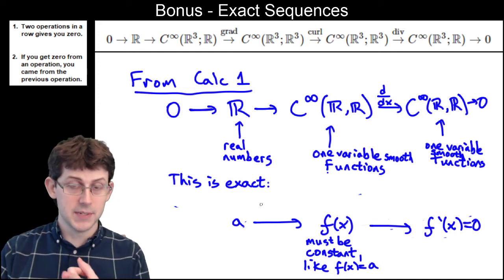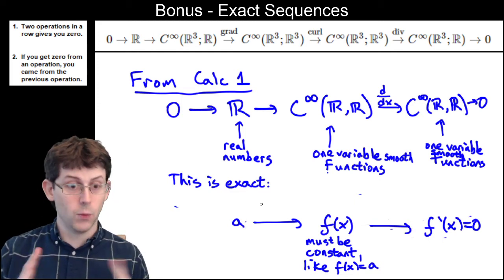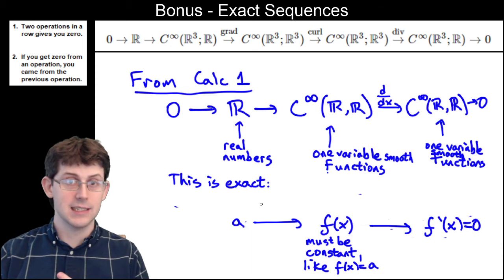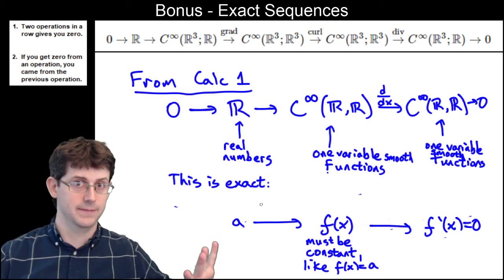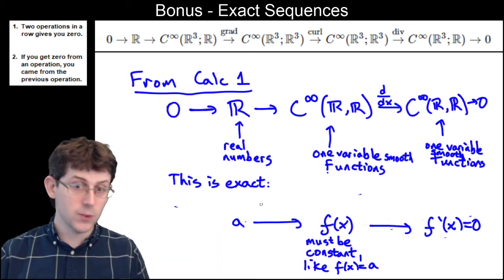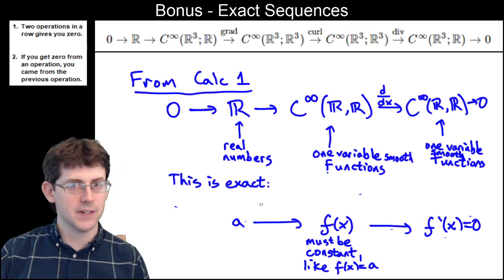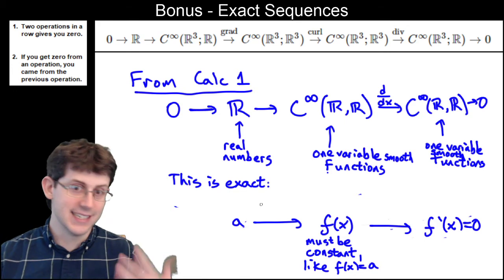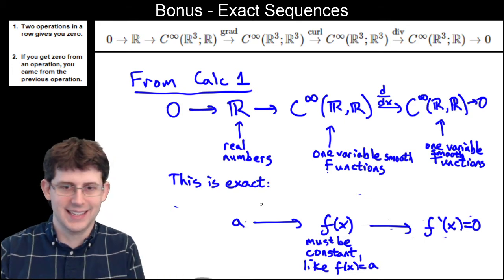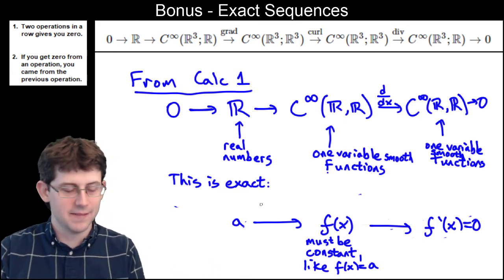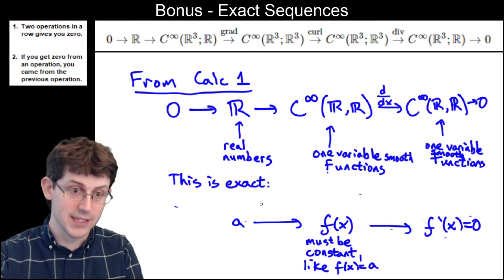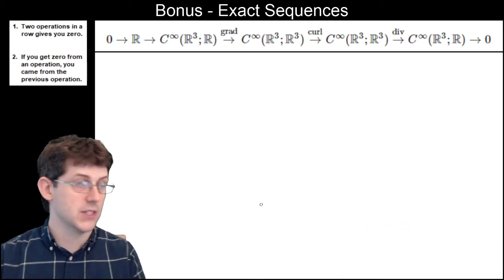So these are the 2 requirements. Take 2 steps, you land on 0. And if you take 1 step and land on 0, it means you came from somewhere before. So this is the Calc 1 exact sequence. The Calc 1 exact sequence is not worth ever telling you as an exact sequence, because it's too much machinery for no payoff. The Calc 3 exact sequence is worth it, in my opinion. So I'll show it to you now.